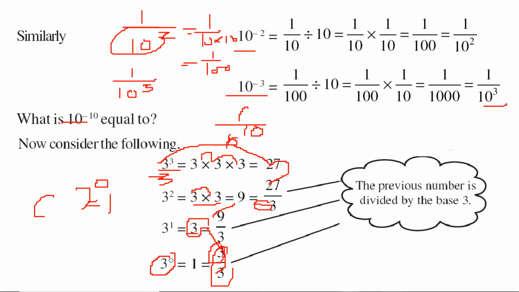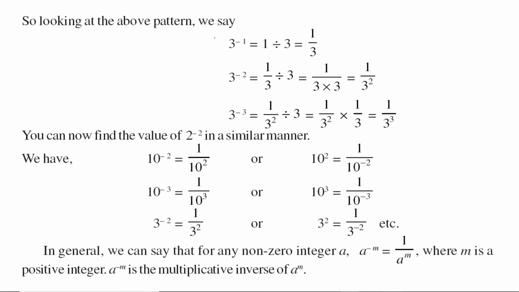So every time we are dividing the number by 3. So now 3 to the power minus 1 is simply 1 by 3. 3 to the power minus 2 is 1 by 3 divided by 3. That will be 1 by 3 into 3, that is 1 by 3 square. 3 to the power minus 3 is 1 by 3 square divided by 3, that is 1 by 3 square into 1 by 3, that is 1 by 3 cube. So this is the way we find out the negative power.